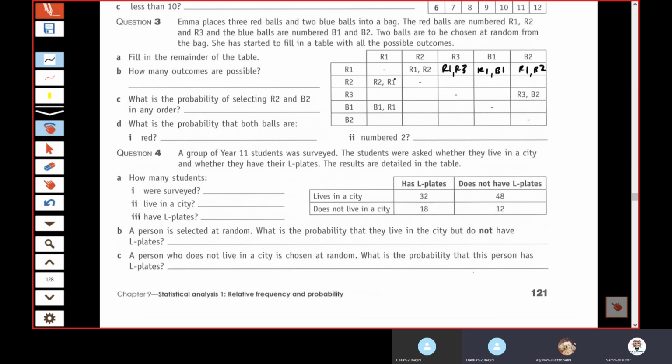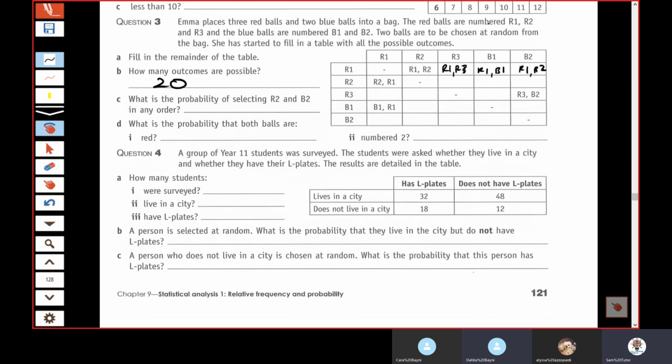Okay, how many outcomes are possible? 1, 2, 3, 4, 5, 6, 7, 8, 9, 10, 11, 12, 13, 14, 15, 16, 17, 18, 19, 20. 20, not 25, because you can't get an R1 and an R1. There's only 3 red balls, numbered R1, R2, R3, so you can't really get a red one and another red one.